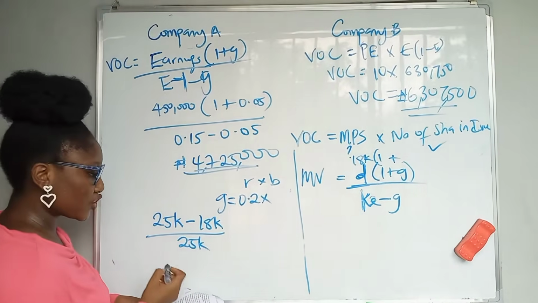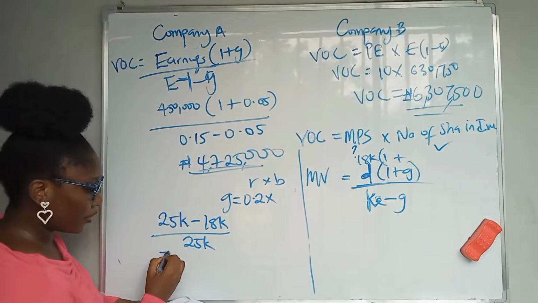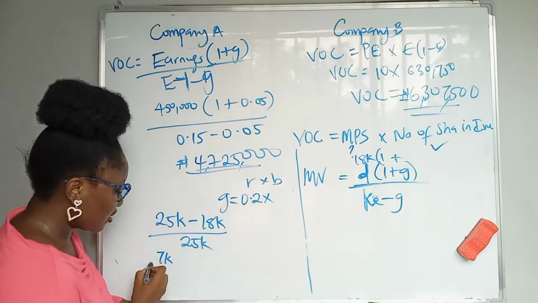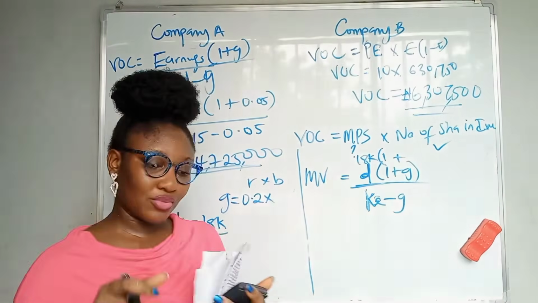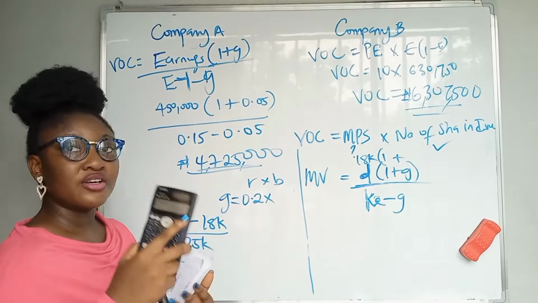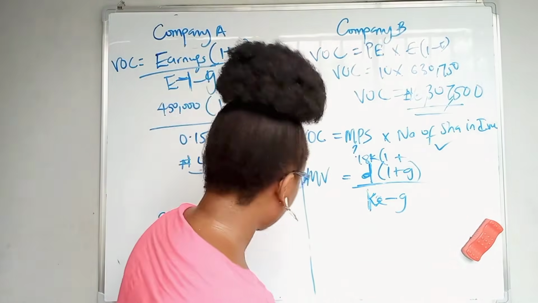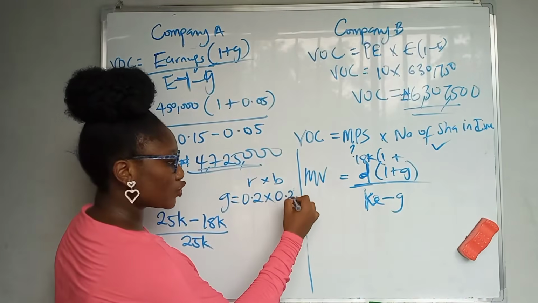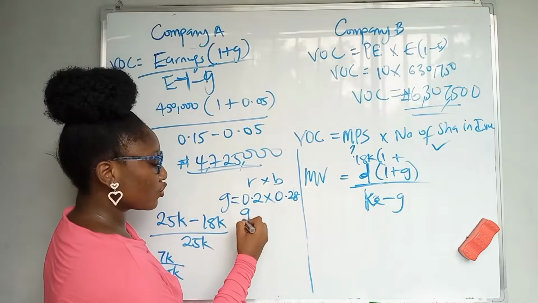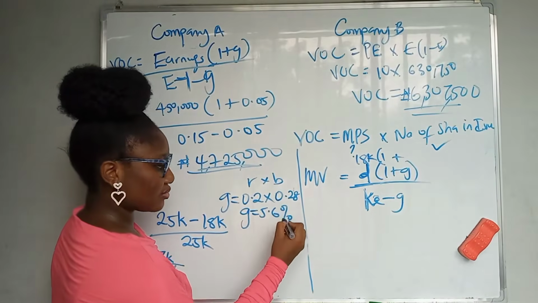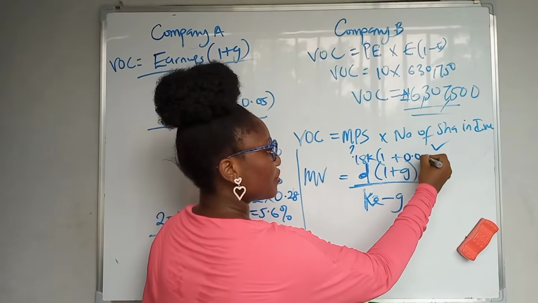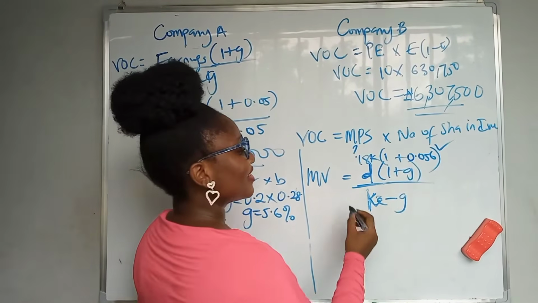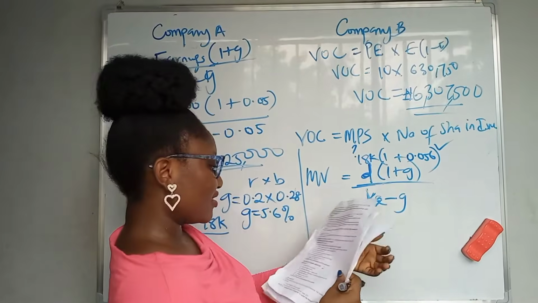Remember how to calculate retention. So that will give you what? 7 kobo. What is remaining is what you are retaining over 25 kobo. So what is the percentage retained? That's what it means: 7 divided by 25. It means you have 28%, 0.28. Okay, so that's 0.2 times 0.28. If you multiply this together, you get your growth to be 5.6%. That's 0.056. So you already have your growth, 0.056. Can you see? Divided by cost of equity.